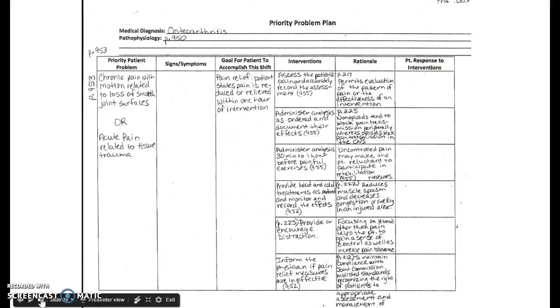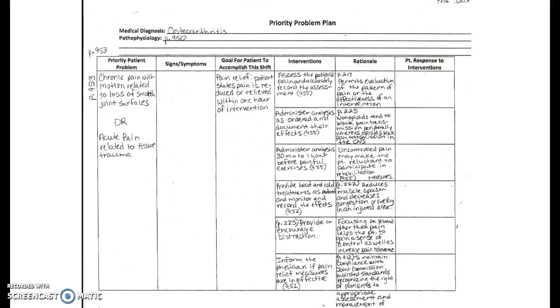Now on yours, when you turn one of these in, you won't have the or right here. You'll pick either chronic or acute pain and just have one here. But a lot of the interventions are the same, and so I'm just saving space and doing it all in once. So on page 954 then, in that green box it has acute pain related to tissue trauma. And again, the goal is there, and the goals are the same.